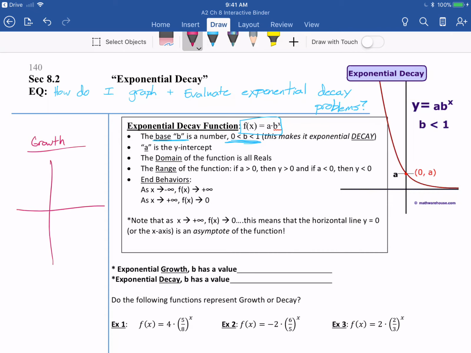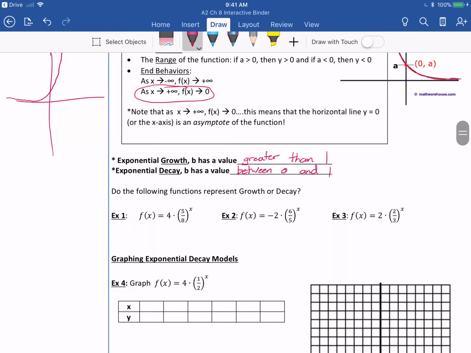Really everything else is kind of the same. But notice in exponential growth, if we had a graph, it got really, really close over here and then shot up like that. In exponential decay, it starts up really high and gets really, really close to 0 on that right side. So as x goes to positive infinity, f of x gets close to 0. For exponential growth, the b value is greater than 1, and for exponential decay, the b value is between 0 and 1.